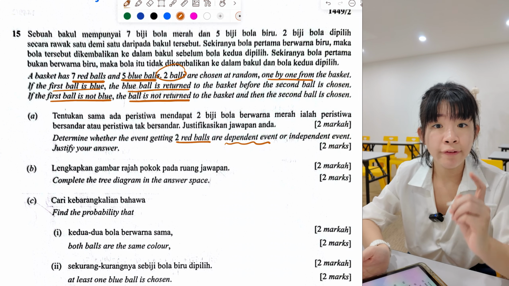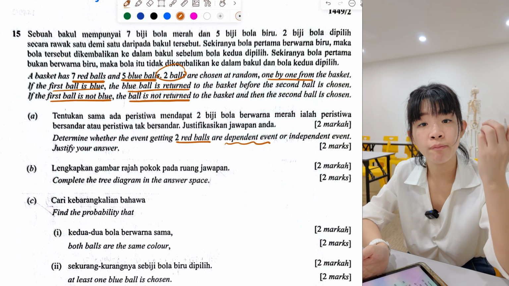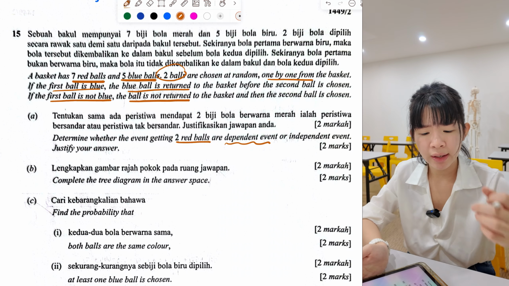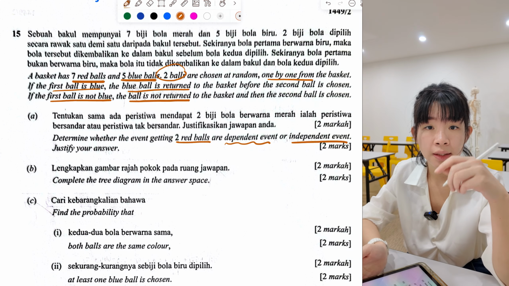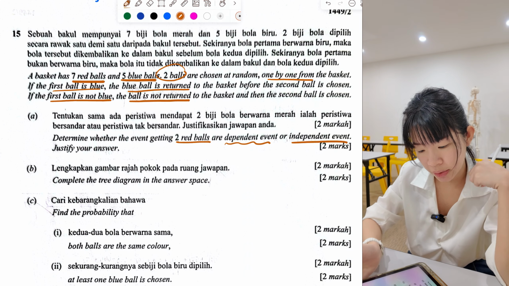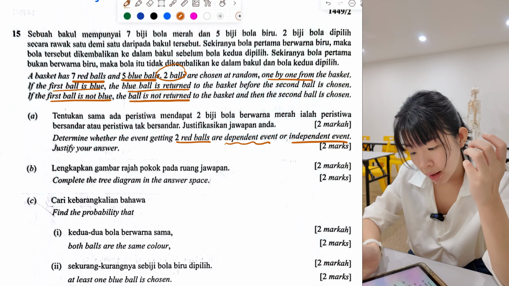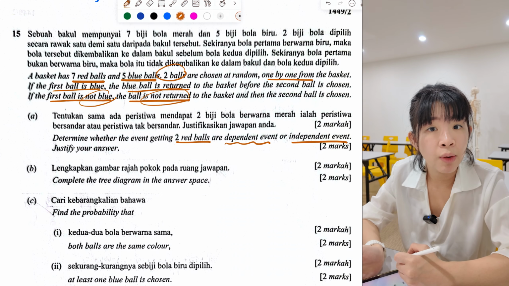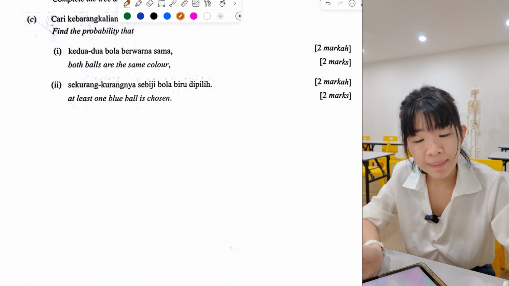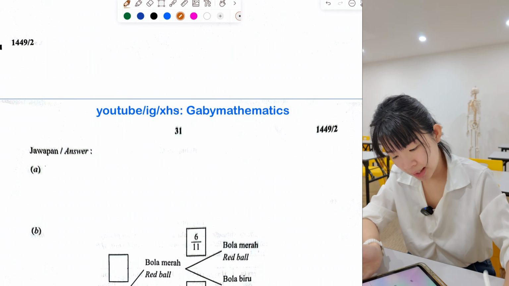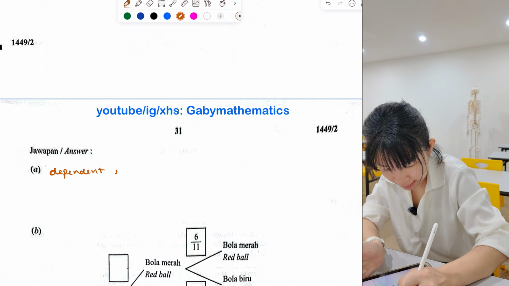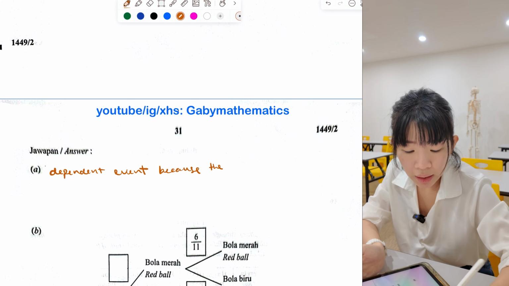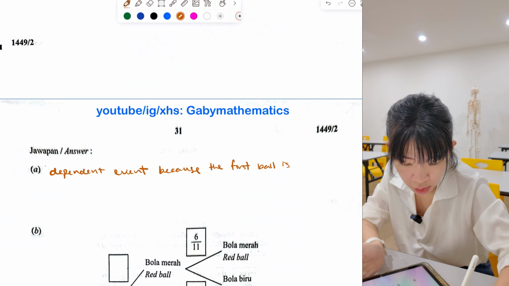Dependent event means the first event will affect the second one. The number of balls is lesser, that's why the second probability will be affected. So it's called dependent event. Independent event means put it back, the number of balls has no changes. So that's called independent. So if getting 2 red balls, what happened? If the first ball is not blue, then it's not returned, so meaning there will be 1 ball lesser. So this situation is called dependent. So the answer here is dependent event, because the first ball is not returned.